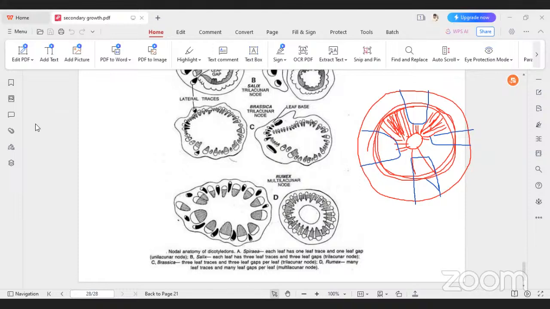Let's change color. Secondary phloem. In this region, secondary phloem is very less. But due to abnormal activity, what happened here? The secondary xylem is very less here. We can observe that the rest is replaced completely by the formation of secondary phloem.